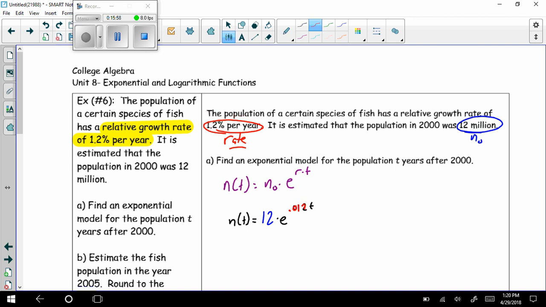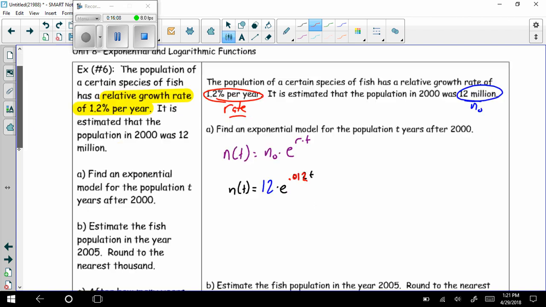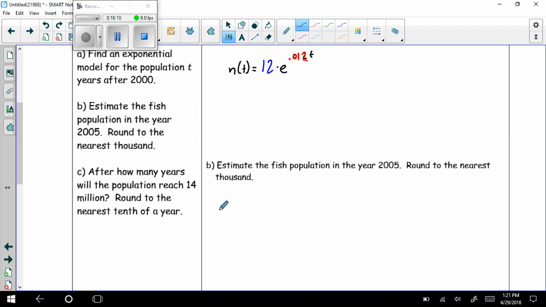Be careful with my rate. I need to convert it in a decimal form, which means dividing by 100. So that's my model. And again, your model will always have a t that you need to solve for in letters B and C. So we have our model. From above, it's N of t equals 12 times e to the 0.012t.